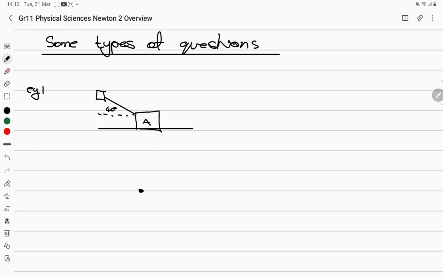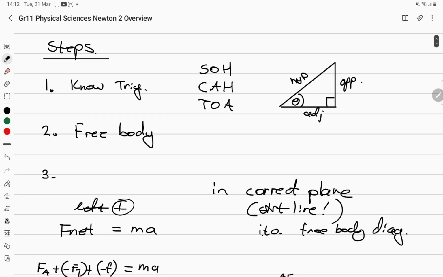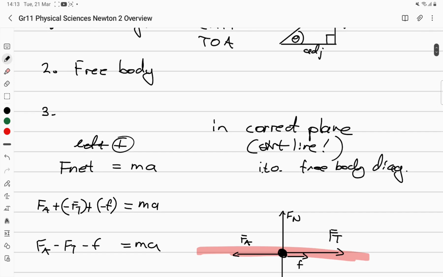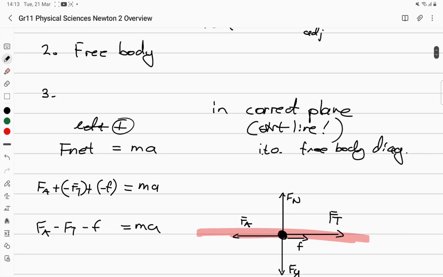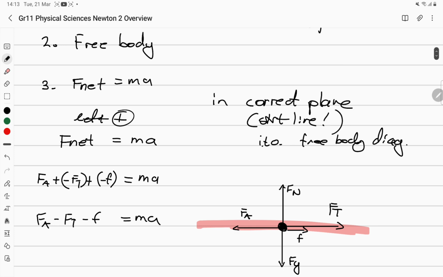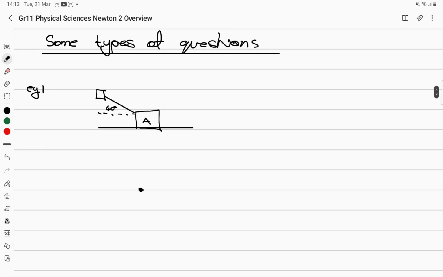So according to our steps, let's start from step 2, because we all know trigonometry, right? Step 2, and what was step 3? Oh, step 3 was F net is ma. You always have to start with this in an exam and then break up your F net into its various components. Right, now here's the first type.